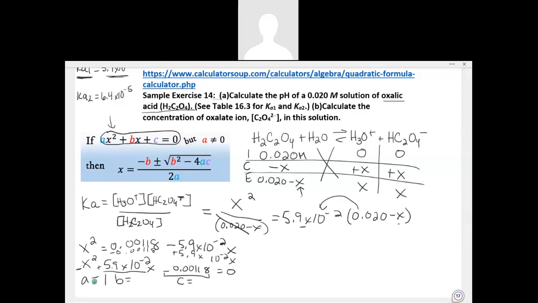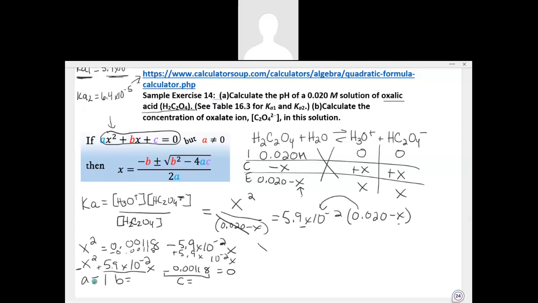So if you'd like to solve this by hand, I can show you how to do that fairly quickly. But there's also, at the top of this page, a quadratic calculator link. You can go to this website, calculatorsoup.com, and just plug in your A, B, and C. Make sure you get it in the right notation, positive or negative, and you should generate an X value.